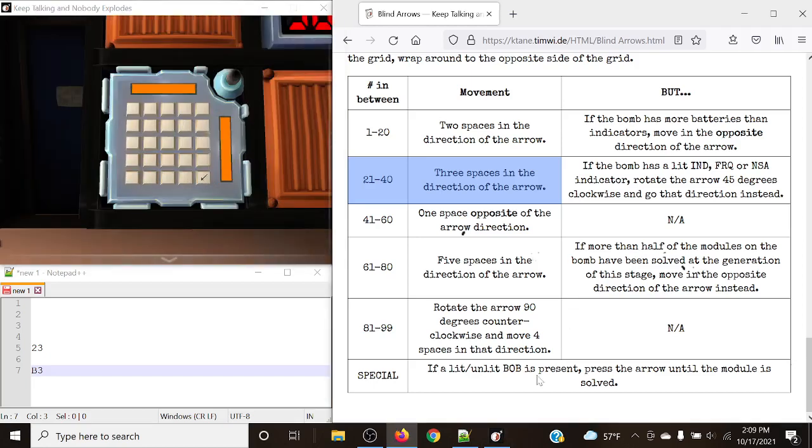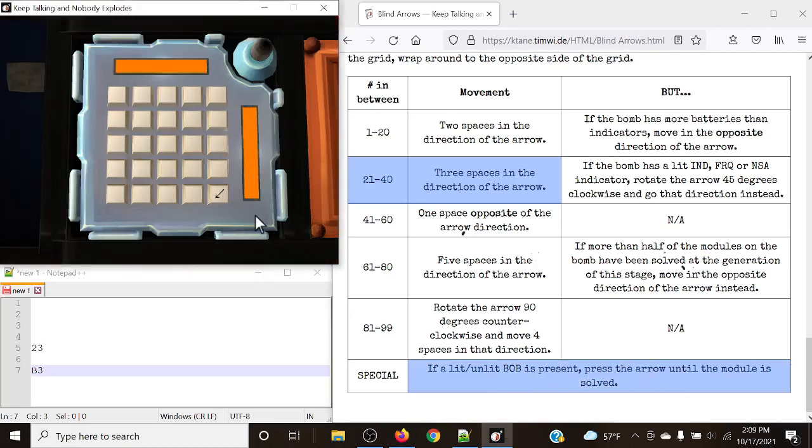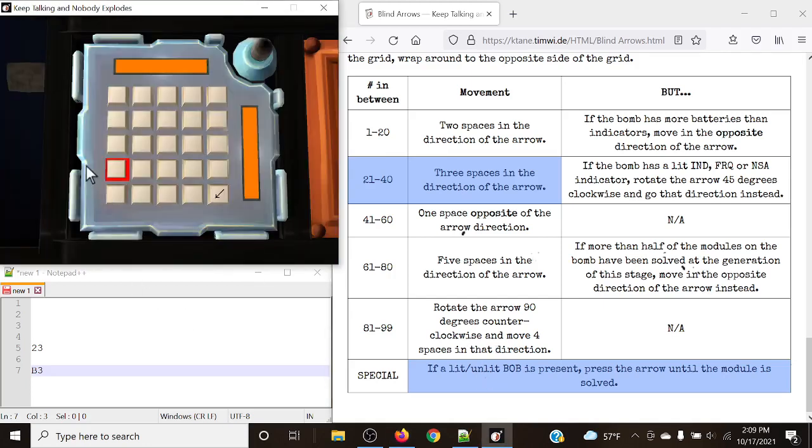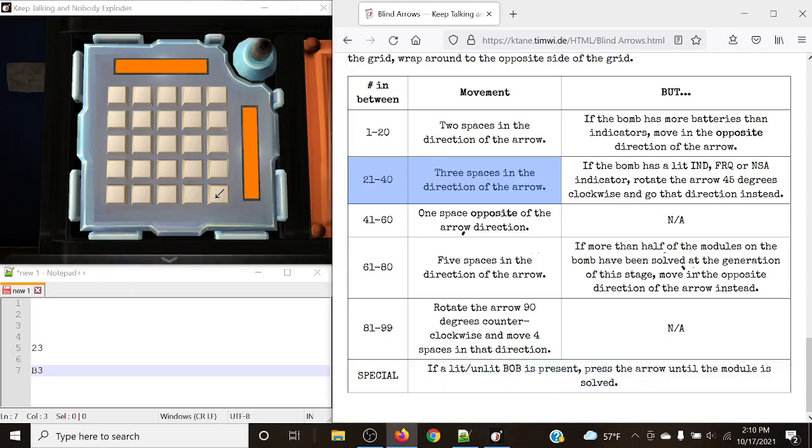It is also important to note that if you happen to get a lit or unlit BOB present at all, press the arrow until the module is solved. So that is going to be a unicorn in this case, regardless of whether or not these rules apply. Always press the arrow if you get a lit or unlit BOB. However, in this case, we simply do not have that rule, so we can continue on with what we were doing. So the BOB rule in this case did not apply.